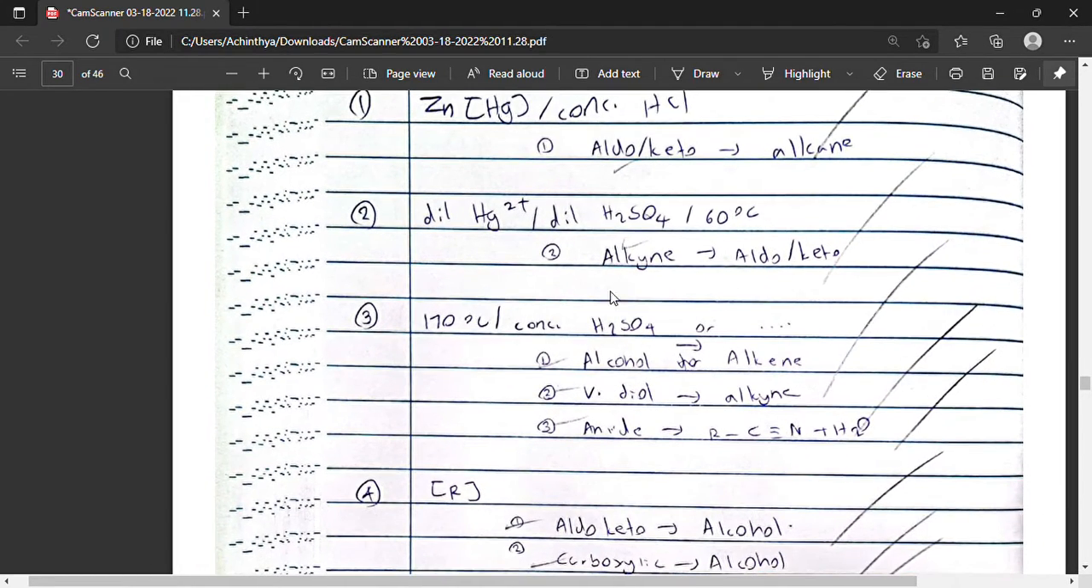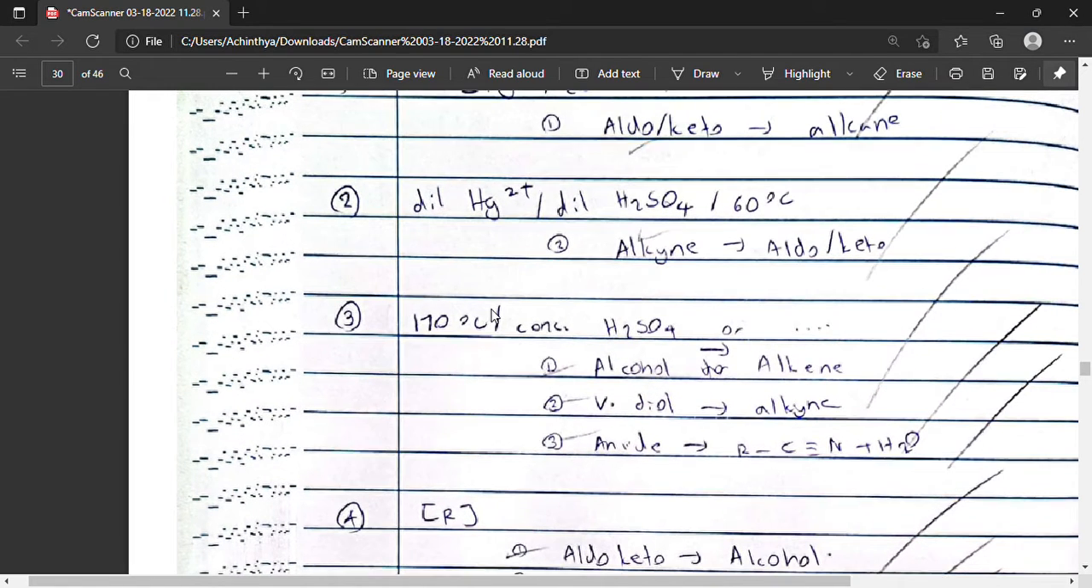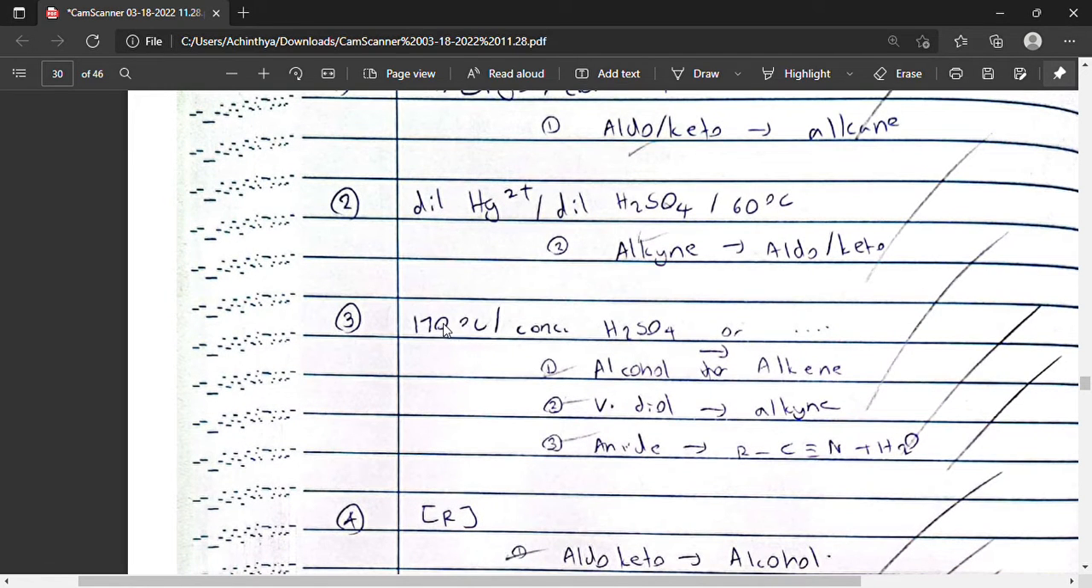This is a dehydrating agent. Basically, these are what dehydrating agents do. We have discussed what dehydrating agents are. For this, I have taken 170 degrees Celsius concentrated H2SO4 as an example. We can also use other dehydrating agents like P2O5 with heat, Al2O3 with heat, or dil H2SO4 with heat, and so on.